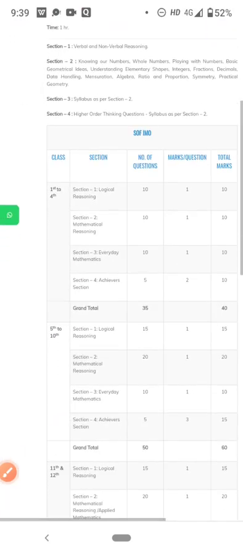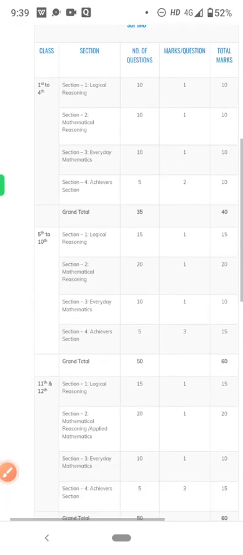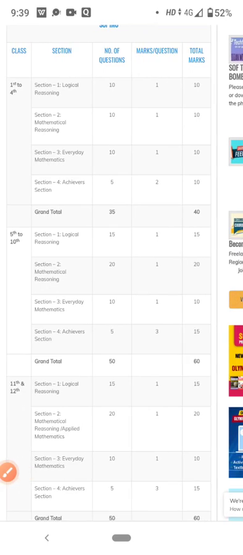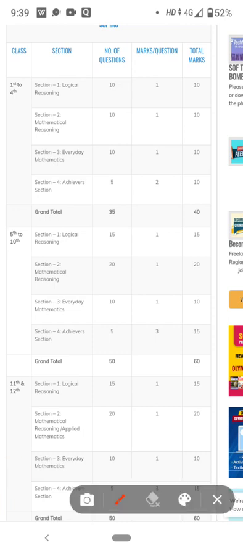once again I'm going to discuss that from class 5 to 10 it will be 60 marks, with 50 questions. First section, logical reasoning, 15 questions, 1 mark each, so 15 marks. Section 2, mathematical reasoning, 20 questions, 1 mark each, 20. Everyday mathematics, 10 questions, 1 mark each, so 10. And section 4, achievers section, 5 questions, 3 marks each, that is 15. So total is 60 marks.